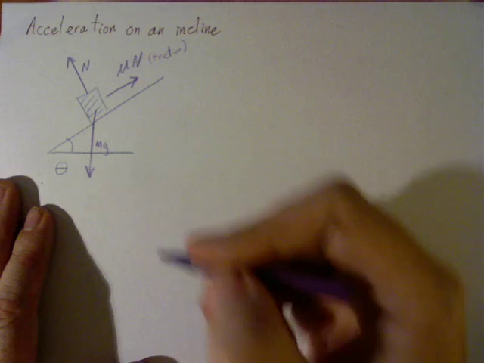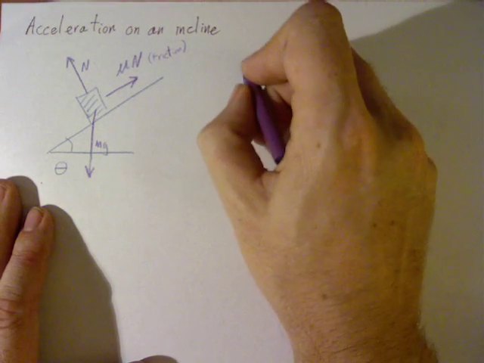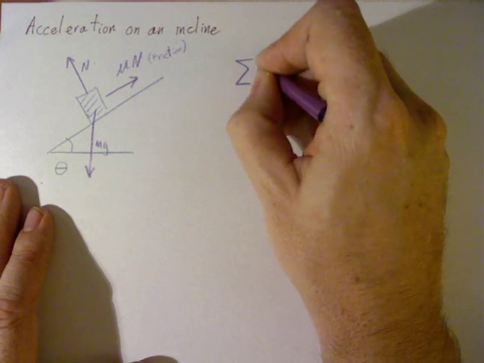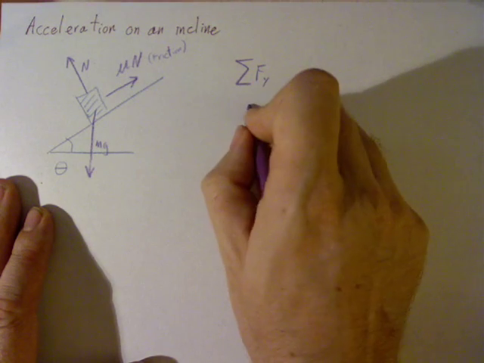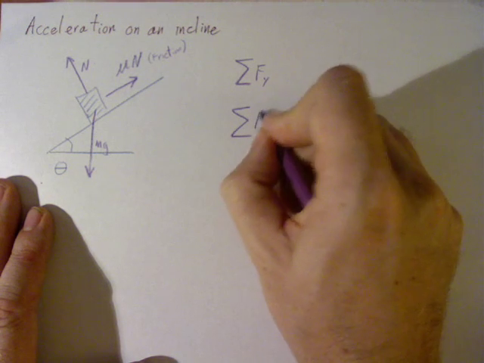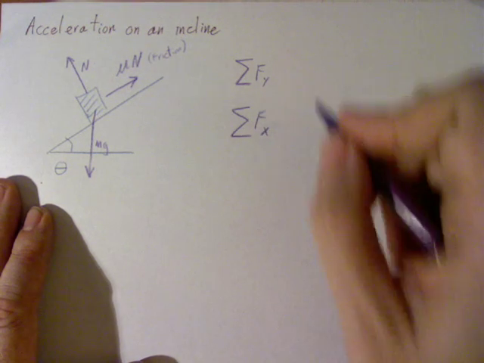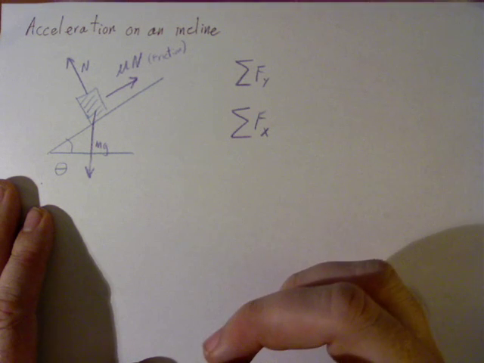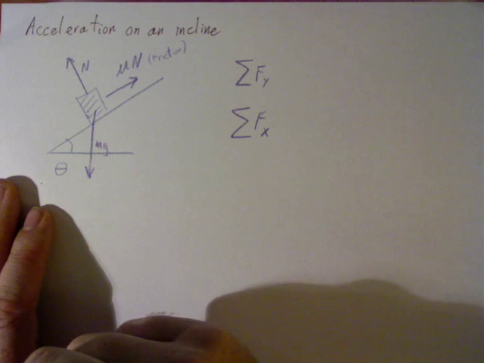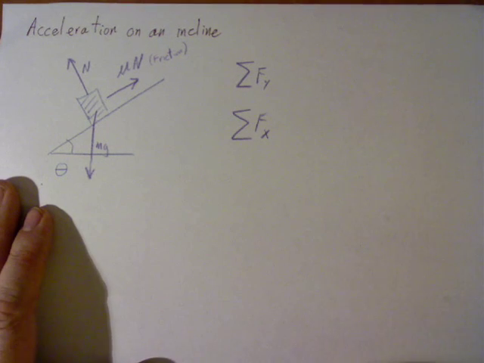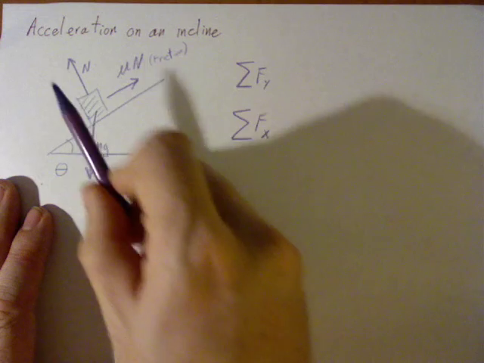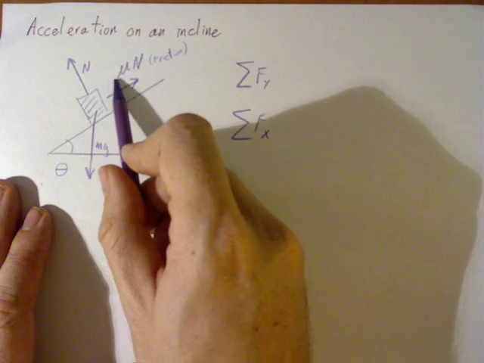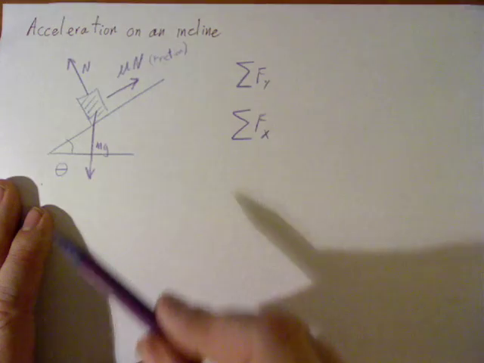In order to work out this problem, we need to use Newton's second law. The summation of forces in the y direction and the summation of forces in the x direction. Now, to do this, there's an easy way and a hard way. The hard way would be to find the x and y portions of the normal force and the x and y portions of the friction force. That makes more work than we need to do.